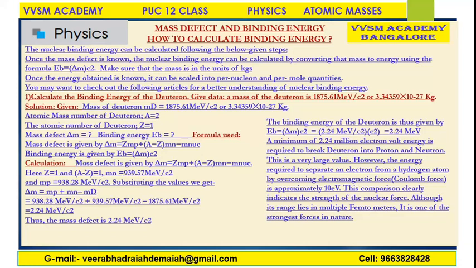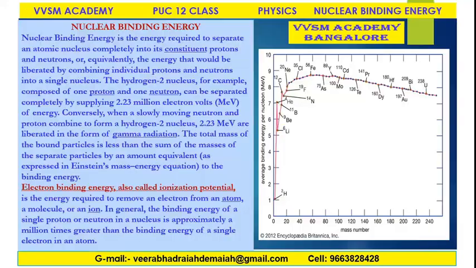A minimum of 2.24 million electron volts of energy is required to break a deuteron into a proton and a neutron. This is a very large value. However, the energy required to separate an electron from a hydrogen atom by overcoming the electromagnetic force, that is the Coulomb force, is approximately 10 electron volts. This comparison clearly indicates the strength of the nuclear force, although its range lies in the order of femtometers. It is one of the strongest forces in nature.